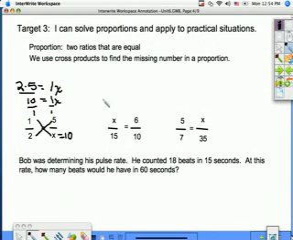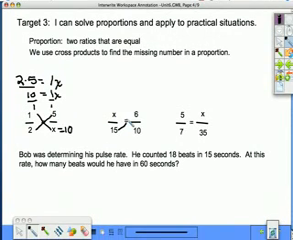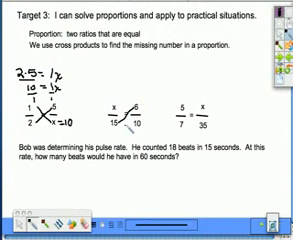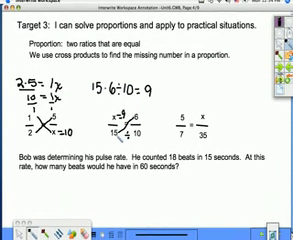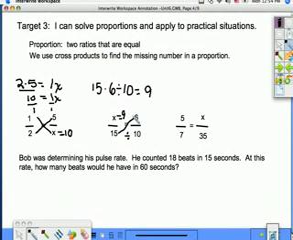Now instead of doing every step, sometimes it's easier to multiply the two numbers diagonal from each other and divide by the number that's diagonal from x. It will save us one step. So in this one, I would take 15 times 6, those are cross products, and I would divide that answer by 10, and I would get 9. So x will equal 9. 9 to 15 is the same thing as 6 to 10.